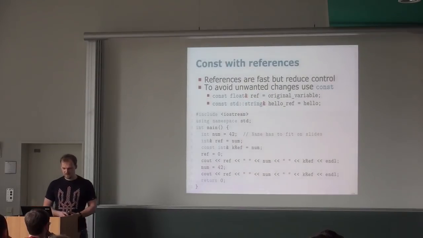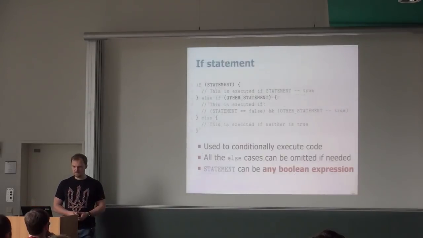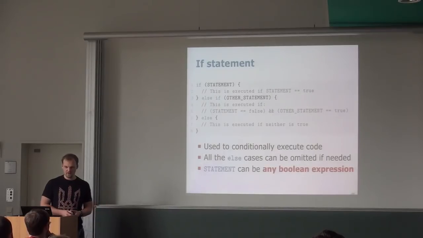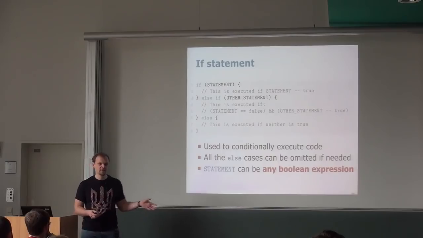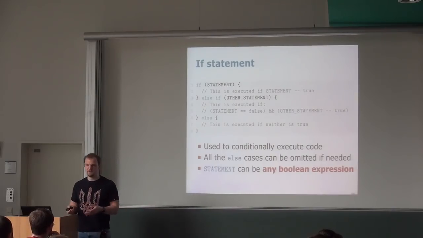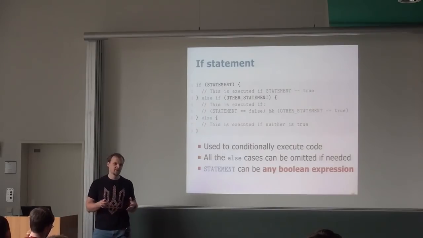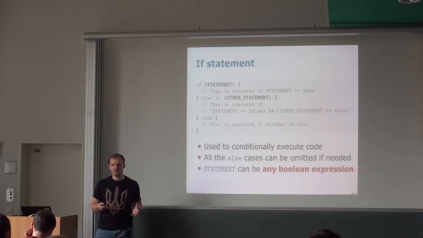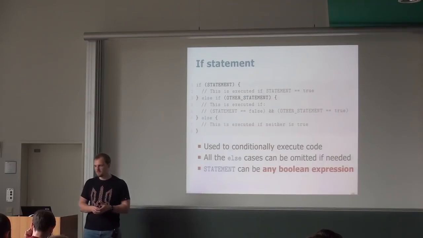All right. Good. So now we go to the control structures. For now, this is all you need to know about how to create variables. We can try to do something with them. And the simplest thing that we can do with them is to branch our execution based on some statements.